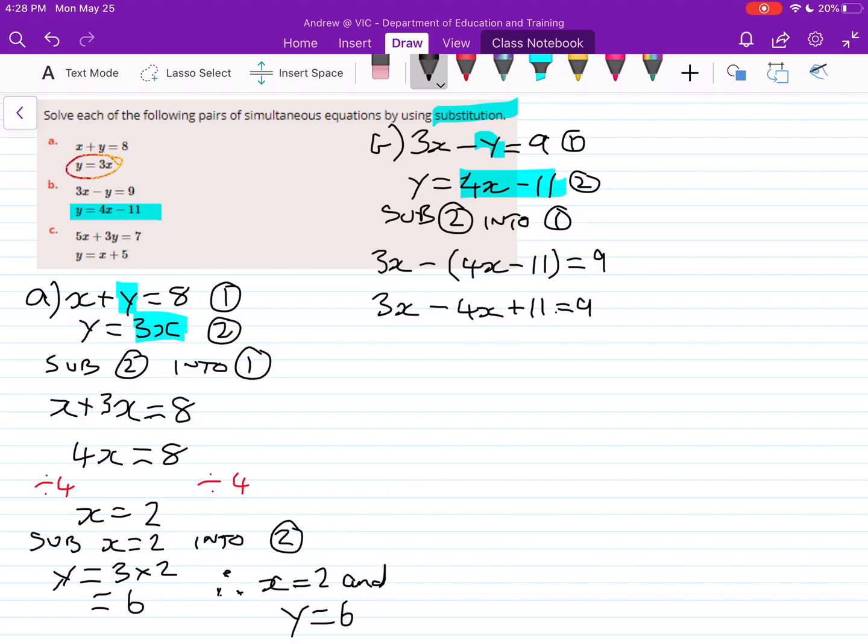Now I'm going to collect the like terms of 3x minus 4x. So 3x minus 4x is negative x, plus 11 is equal to 9. So now we need to get rid of this plus 11 to get x by itself, or nearly x by itself, so we need a minus 11 to make negative x is equal to negative 2. Now we need to get rid of this negative sign, and we do this by multiplying by negative 1.